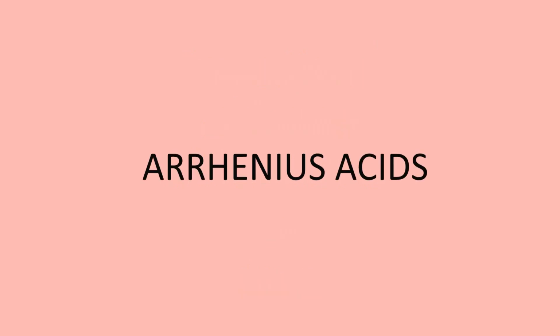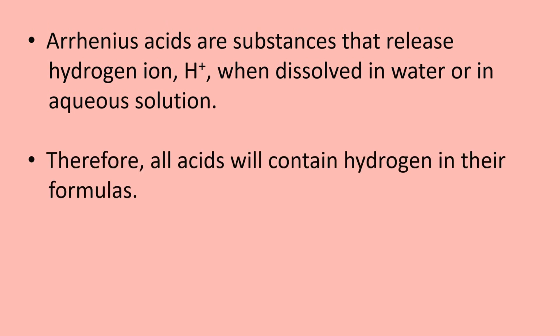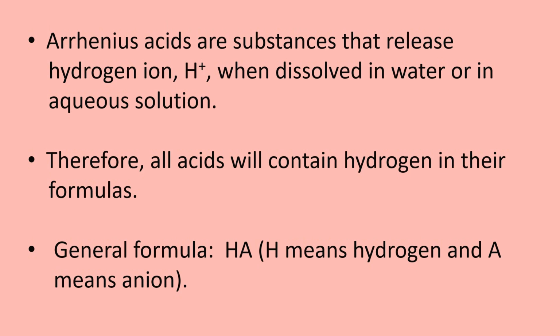Let's begin with Arrhenius acids. Arrhenius acids are substances that release hydrogen ion, or H+, when dissolved in water. Therefore, all acids will contain hydrogen in their formulas. The general formula for an Arrhenius acid is HA, where H means hydrogen and A represents an anion, where anions are negatively charged ions.